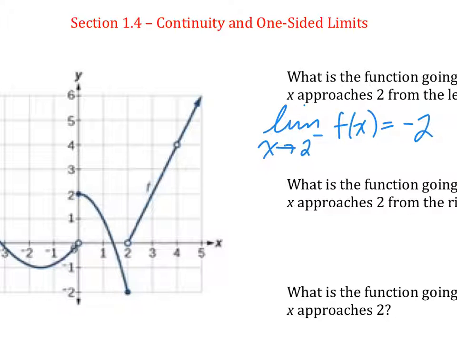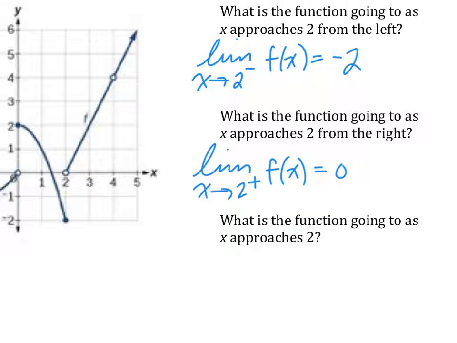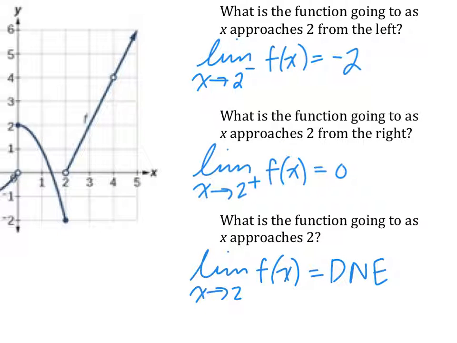Okay, next. Where is the function going to as x approaches 2 from the right? 0. So from the right is 0. Okay, so limit as x goes to 2 from the positive side, or from the right-hand side, the function is going to 0. So where is the function going to as x approaches 2? Does not exist. Yeah, so we talked about this. If both sides are not going to the same number on that x value, then it does not exist. So limit as x goes to 2, f of x does not exist.